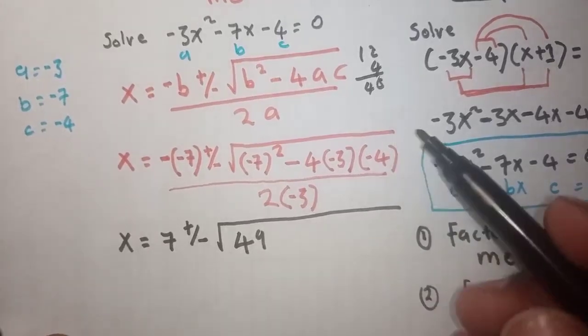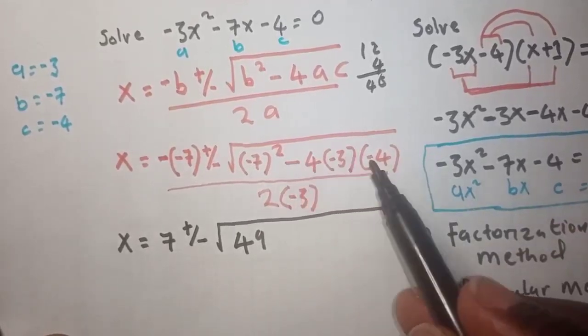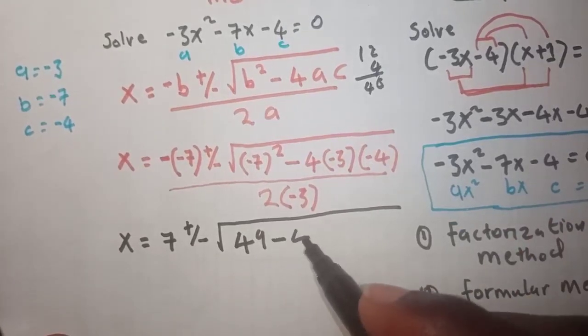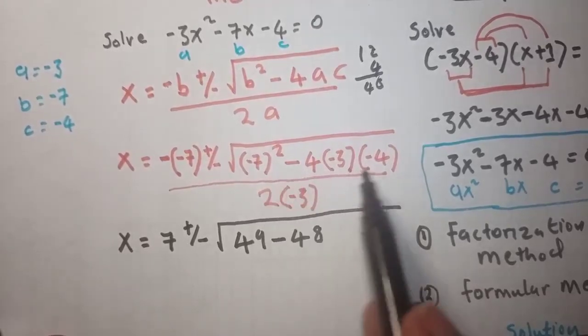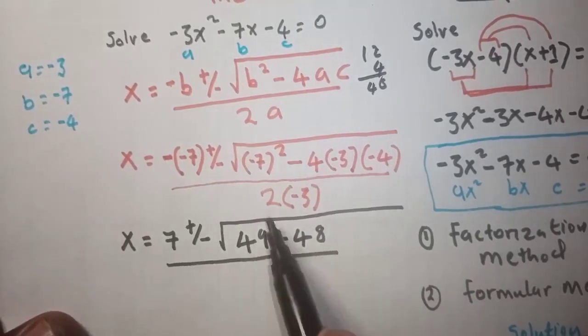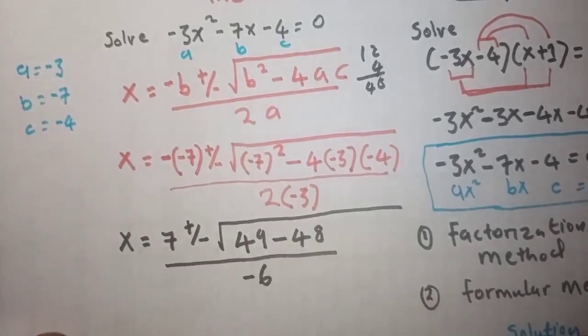So notice that negative, negative, positive, then negative, negative. So the sign here is -48. You can do everything on a calculator. It will give you -48. Okay, so here 2 times -3, that is -6.